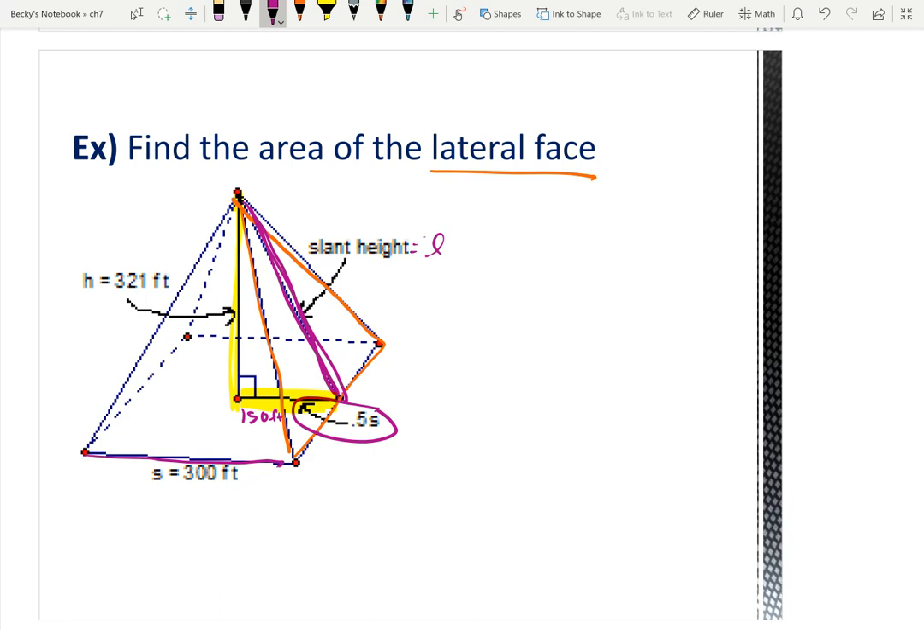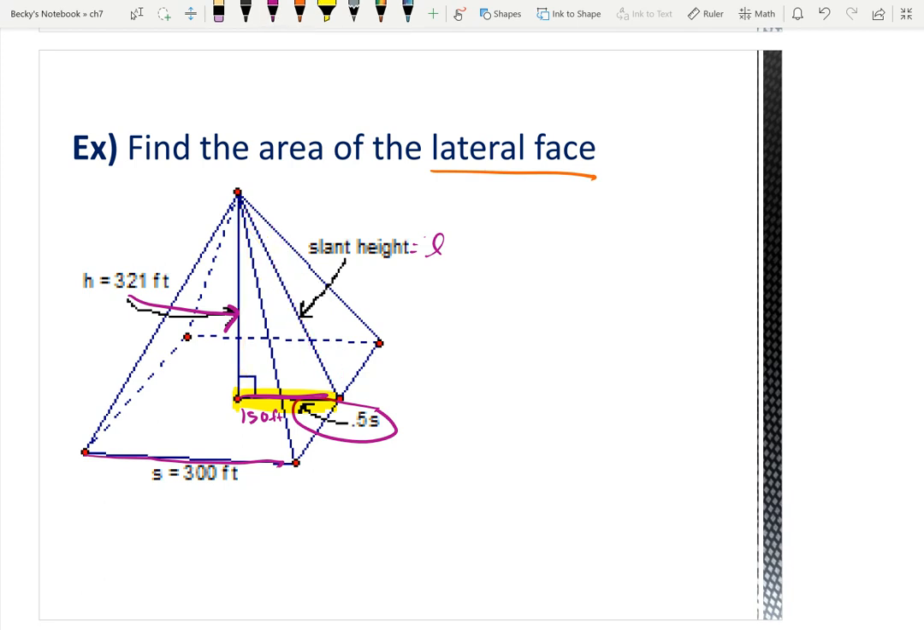Now, why do we need to know that? Well, we're going to end up doing the Pythagorean theorem a lot because, if you notice here, let me erase some stuff so we can see this, we have a right triangle here, and we know two sides of that triangle. We know this side here is 321 feet. We know this bottom is 150 feet. And we're going to solve for this slant height.